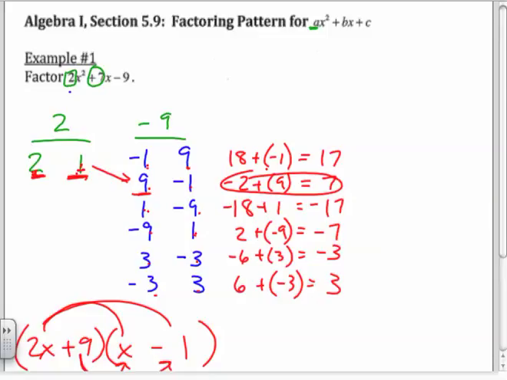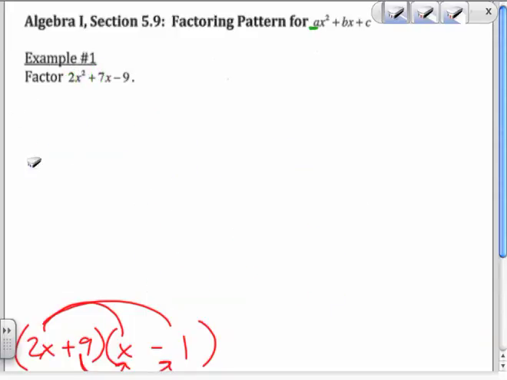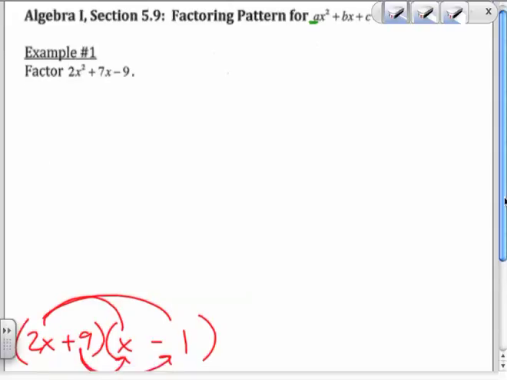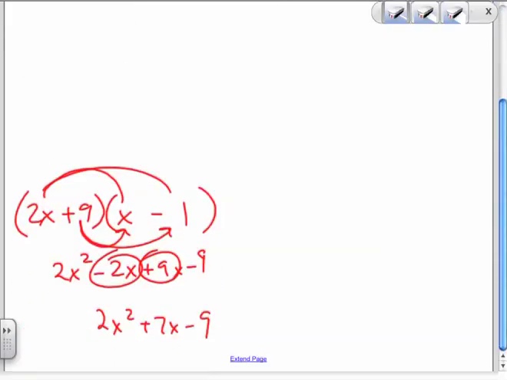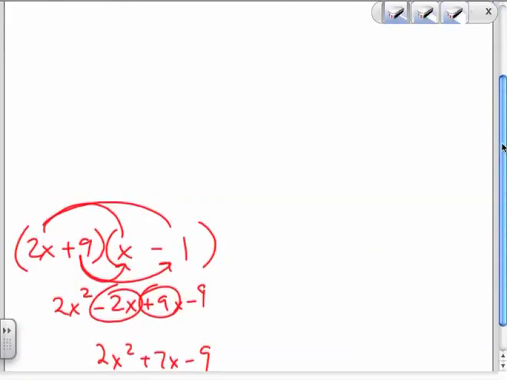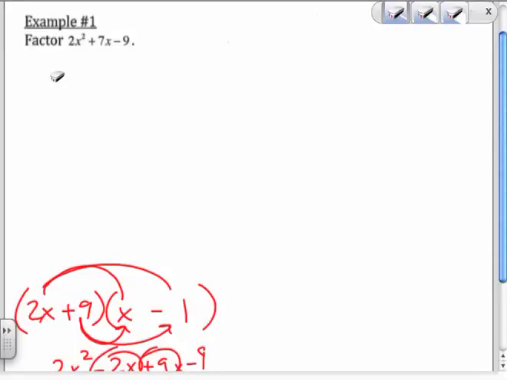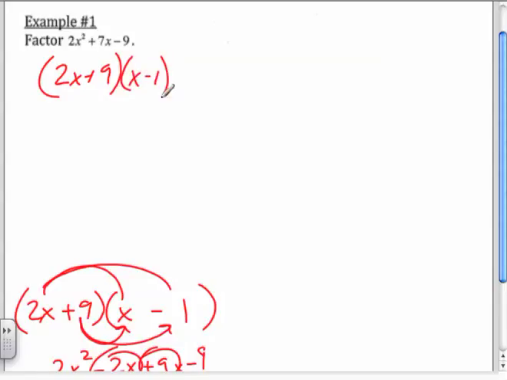Okay, guys, I'm going to erase what I have here, but I'm going to leave the answer so we'll know what we're looking for. The answer that we got was 2x plus 9 and x minus 1. We know that that's the answer, but we had to do 6 different multiplication problems to figure it out.